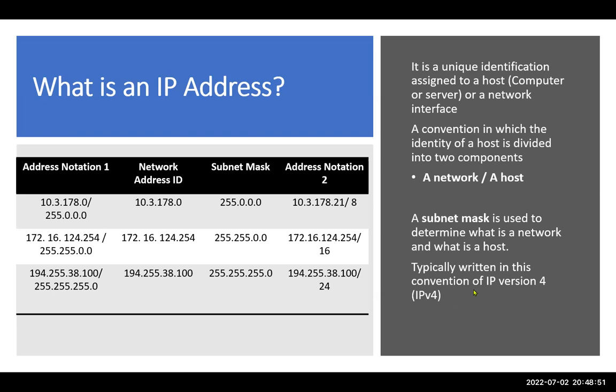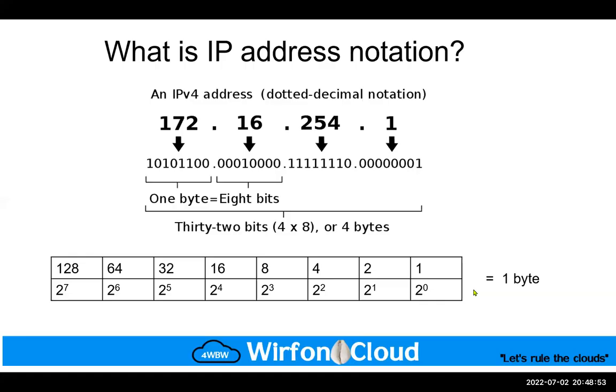Okay, so this is a notation of what an IP address looks like. So we have 172.16.254.1. Now we can see that this is an octet. So we have 8 bits here, 8 bits, 8 bits, and 8 bits. Each of these are called binary digits. And binary digits are the smallest units of computer information. And they're always represented as zeros or ones.